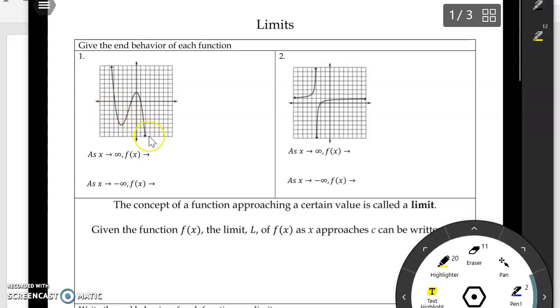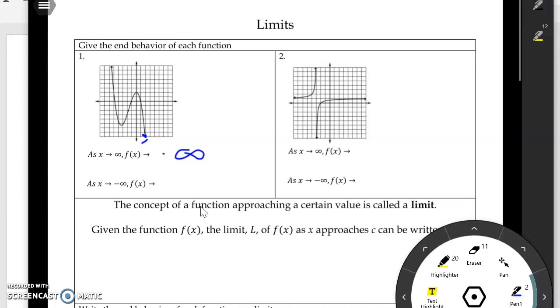So here we see this function, and I want to know as x approaches infinity, f of x is approaching what value? So that's saying as we get closer and closer to infinity, what is the function approaching? Well, we see we have an arrow pointing down, so it's going to keep going down forever. So as x approaches infinity, f of x is approaching negative infinity. And forgive my handwriting for all of this, please.